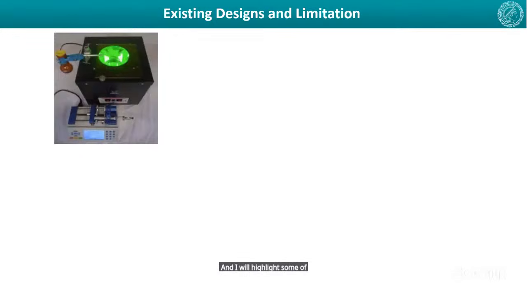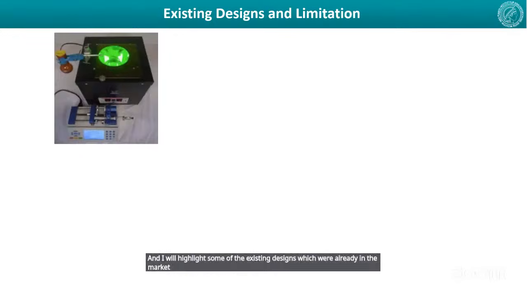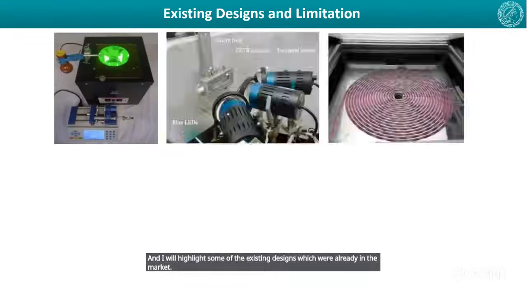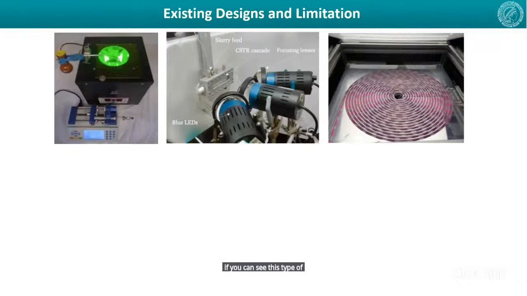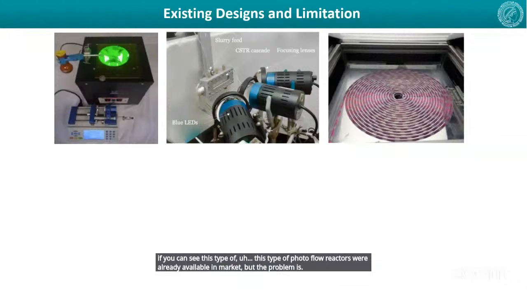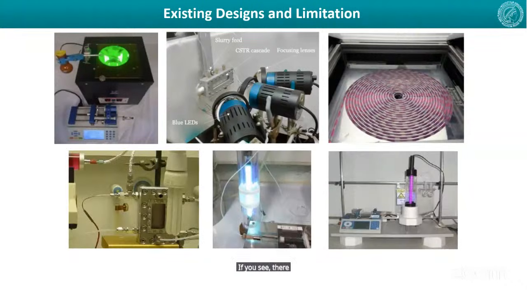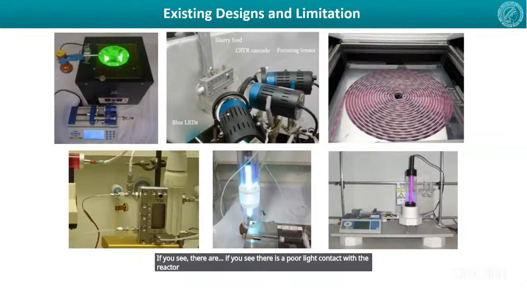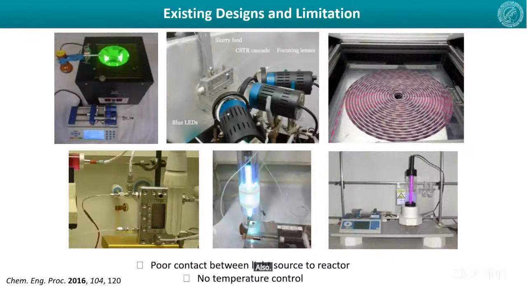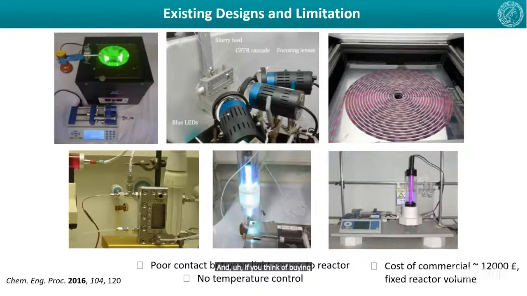So with this, now I will move to the main project and highlight some of the existing designs which were already in the market. If you can see, this type of photo flow reactors were already available in the market, but the problem is there is poor light contact with the reactor and most of the light gets wasted. Also, another problem is there is no temperature control.